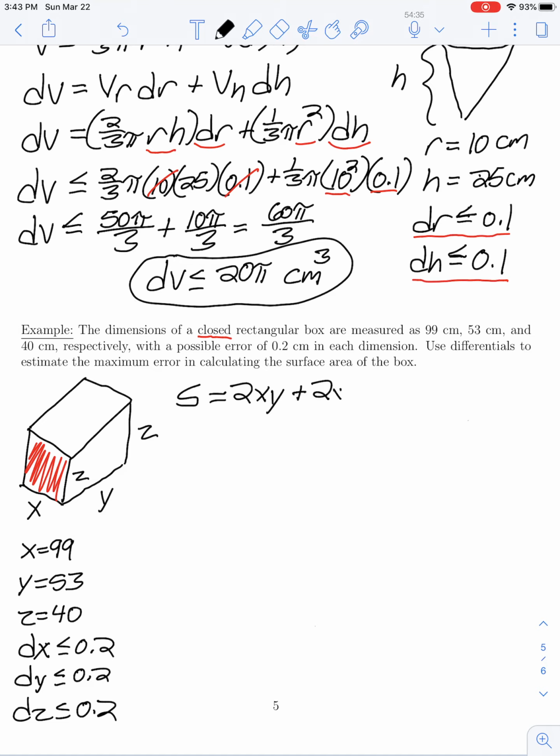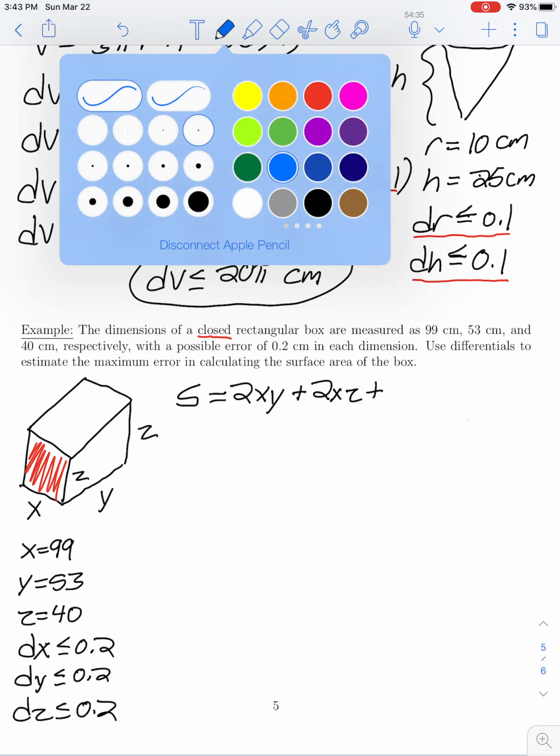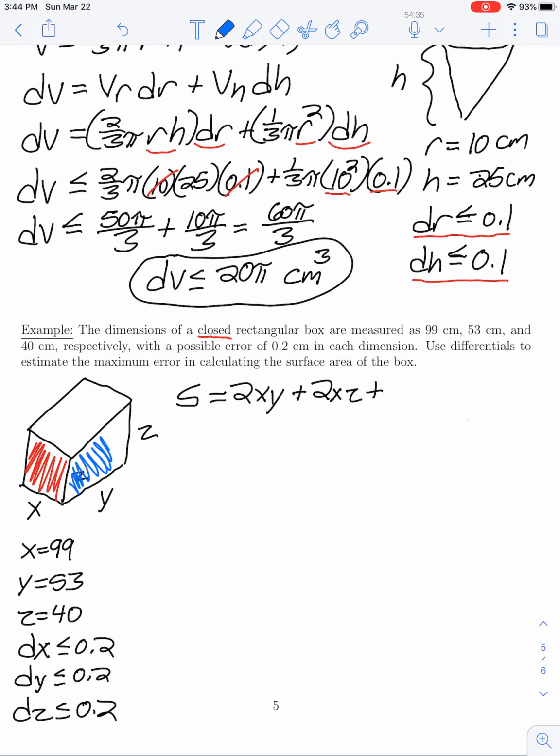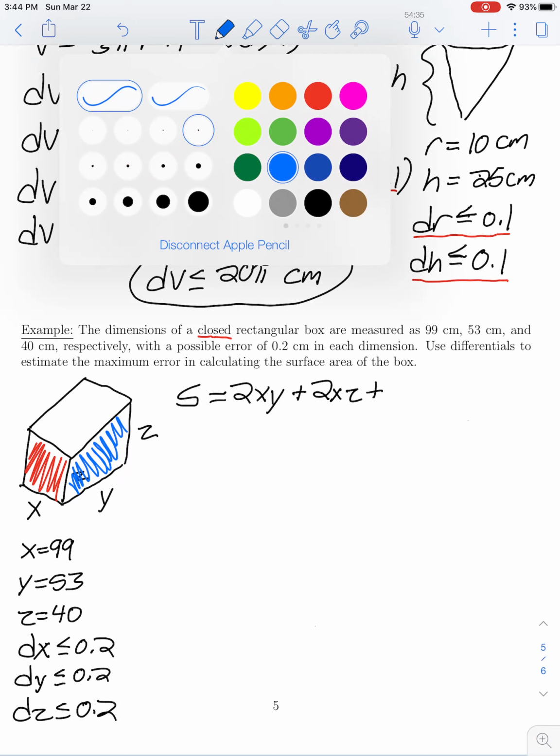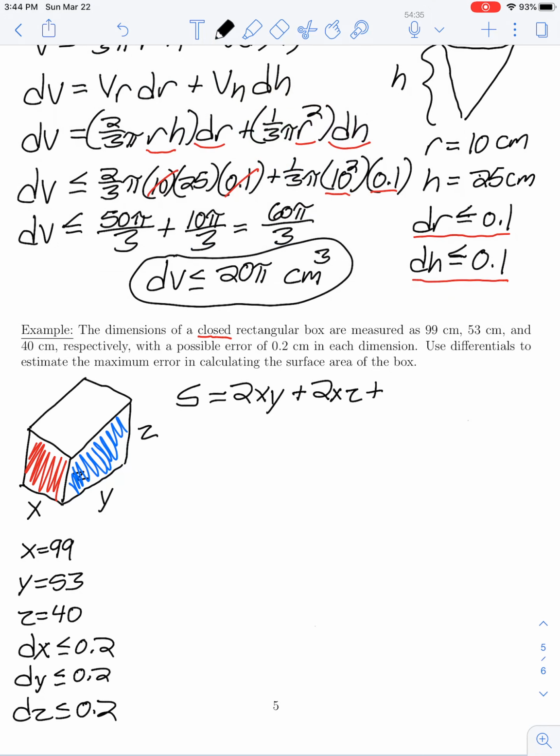So since we have the front and the back of our box, we'll have 2 times XZ. And then we have to add the area of our left and right hand sides. So for, say, this right hand side of our box, we see that its area would be y times z. And we have the left and the right hand side, so we have two sides of area y times z. So our surface area function is a function of three variables, x, y, and z, and we are asked about the differential or possible error in this quantity. So let's look for our total differential dS.